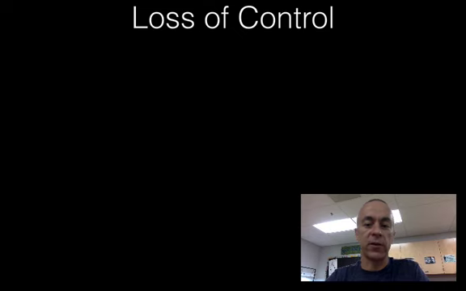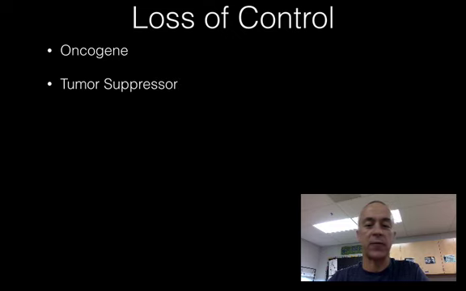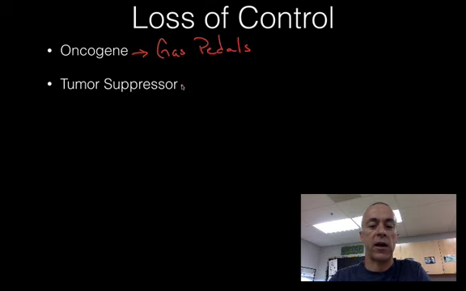So the loss of control is more what we're going to focus on here as it relates to the cell cycle. And there are two main types of genes involved here. The first is what we call an oncogene. And these are the genes, if you think about the cell cycle as being kind of like driving a car, the oncogenes would be kind of like the gas pedal. So these are the genes that help the cells progress through the cell cycle.